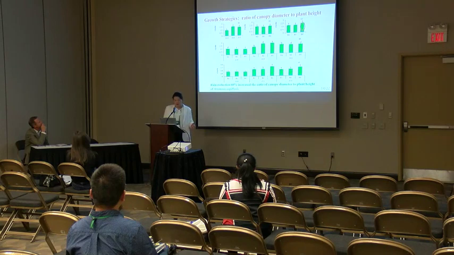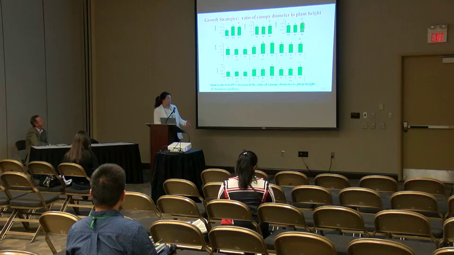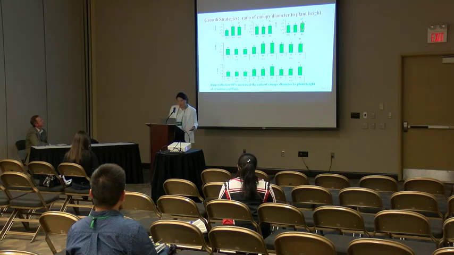And we used the ratio of canopy diameter to plant height to show the growth strategies, and we found that the 16% rain reduction increased the ratio, and maybe it's because heavy drought might increase the lateral growth strategies.